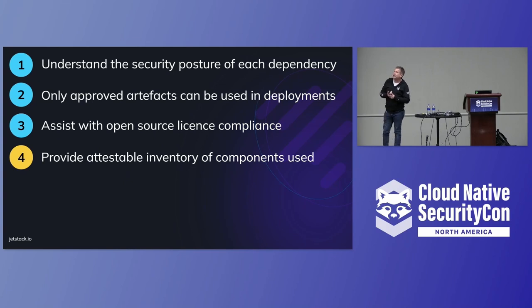Now this fourth one: what we've noticed over the last 12 months especially is that companies that consume software from external software suppliers are starting to get quite keen on understanding the list of dependencies in that software that they're taking. A good way of providing this inventory is to use some kind of SBOM. At Jetstack, we've had a lot of success using the CycloneDX SBOM format. Another popular choice is SPDX.